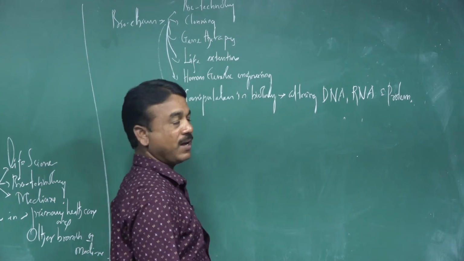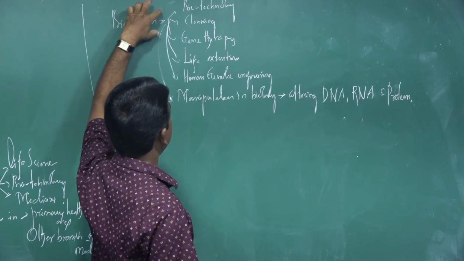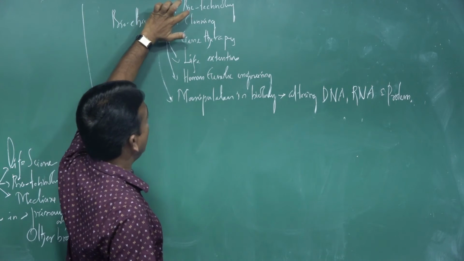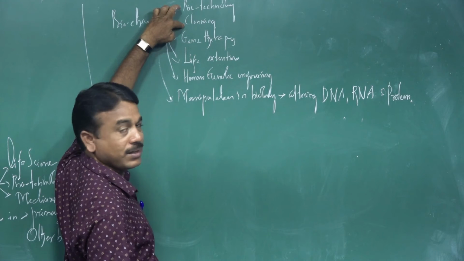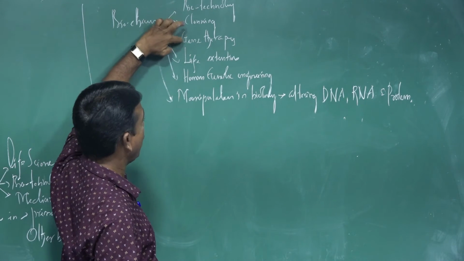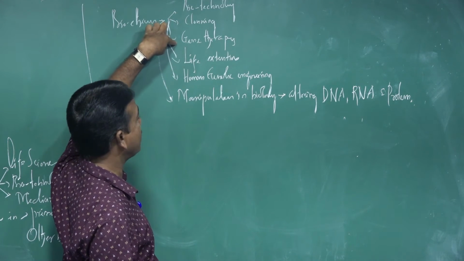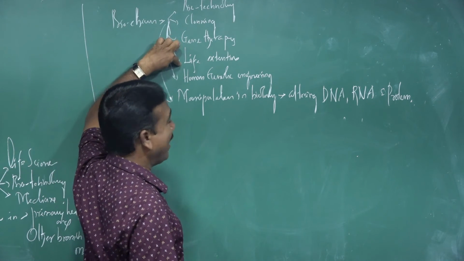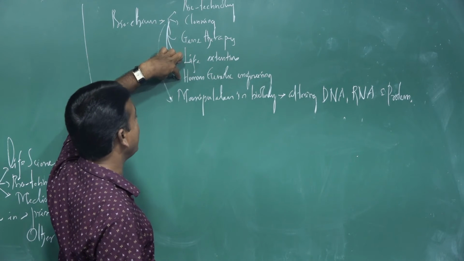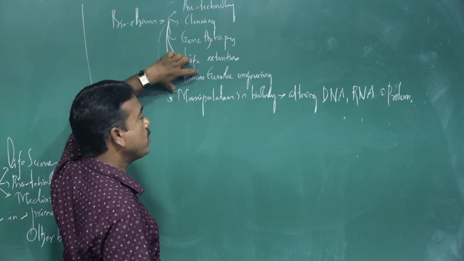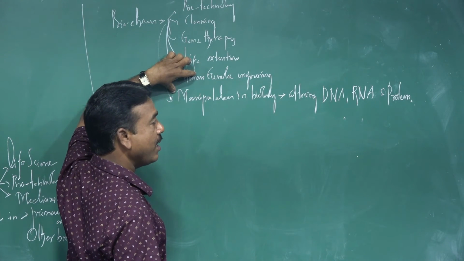So the scope of bioethics is always accompanied with biotechnology, which brings new events. Cloning makes carbon copies. Gene therapy is the treatment given in genes, and there is also life extension. The next one is human genetic engineering. The next one is manipulation in biology that leads to altering DNA, RNA and protein.